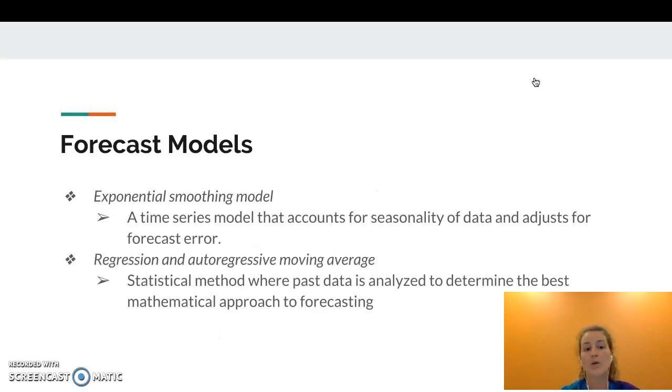The second one is the exponential smoothing model. This is a time series model that is much like the other one, but accounts for seasonality of data and adjusts for forecasting error. The third one is a computer system, and it's called the regression and autoregressive moving average. It's a statistical method where past data is analyzed to determine the best mathematical approach for forecasting.